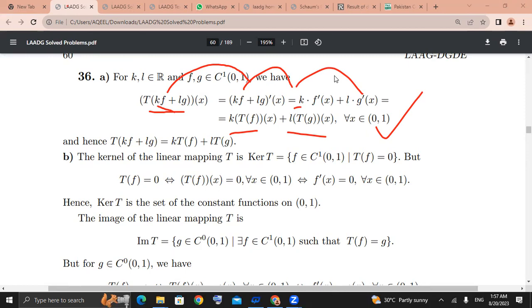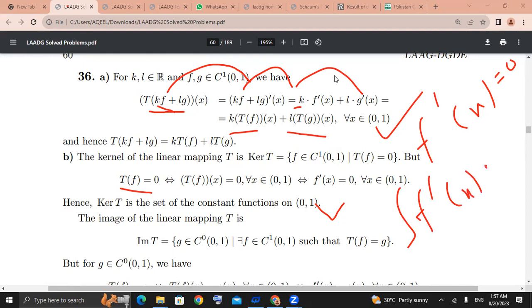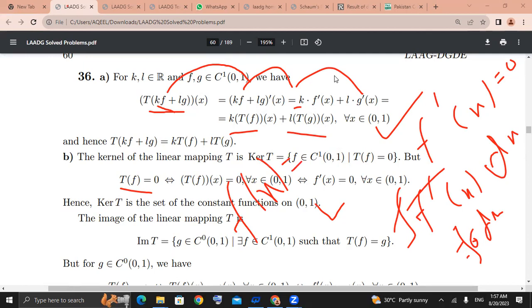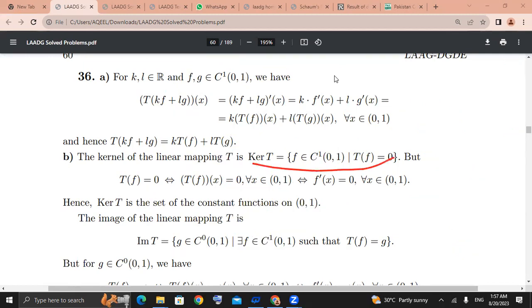In the second step, we have to find the kernel and image. For the kernel, we just put T of f equal to 0. So f prime of x is equal to 0. When we integrate on both sides with respect to x, the derivative and integration cancel. We get f of x, and the integration of 0 is a constant, so the function is constant. So the kernel of T contains the constant functions.